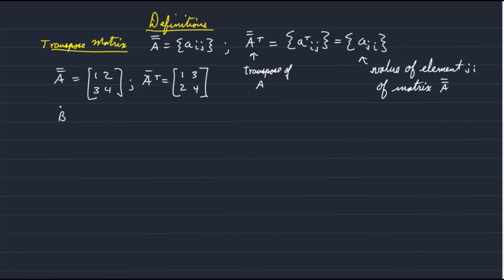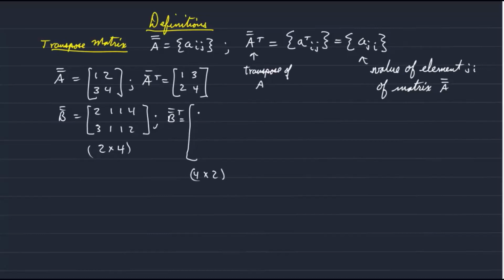If we have B equal to 2, 1, 1, 4 on the first row and 3, 1, 1, 2 on the second row, then B transpose, so B is 2 by 4. The transpose of B will be 4 rows by 2 columns. Sorry, the first row of B becomes the first column of the transpose, and the second row of B becomes the second column of the transpose.